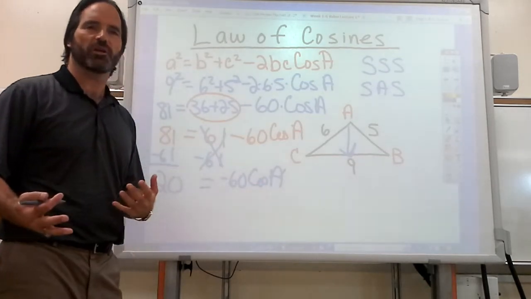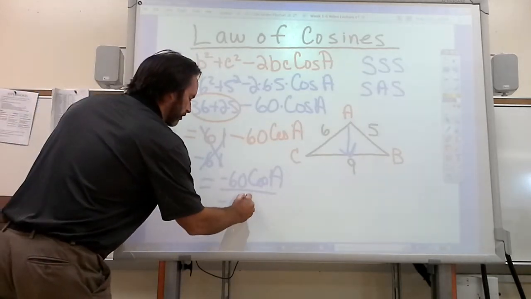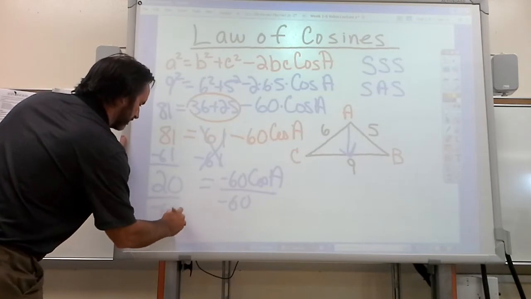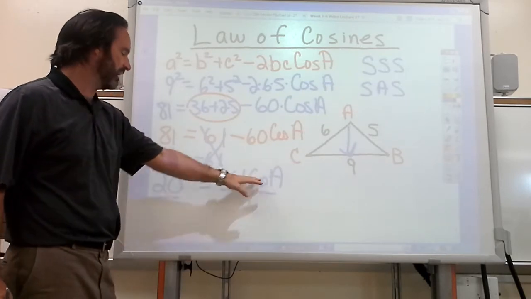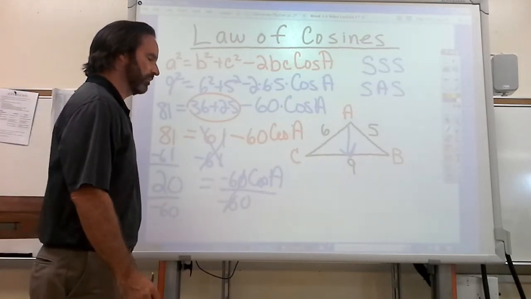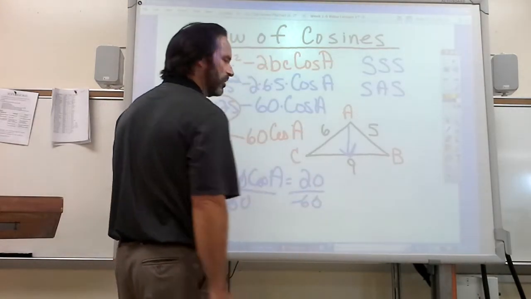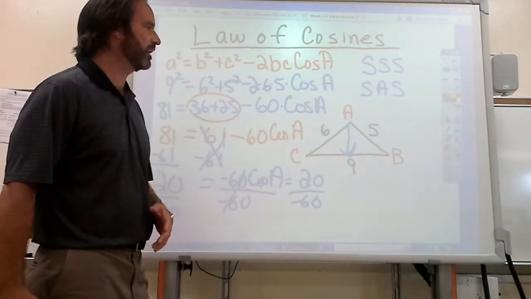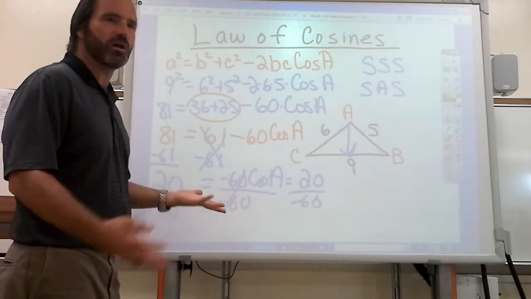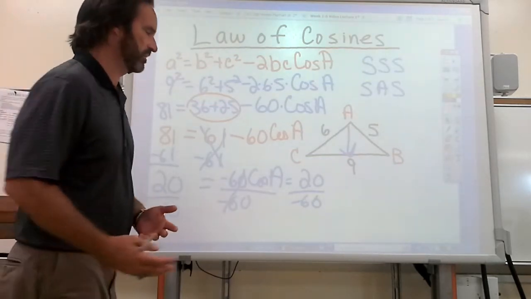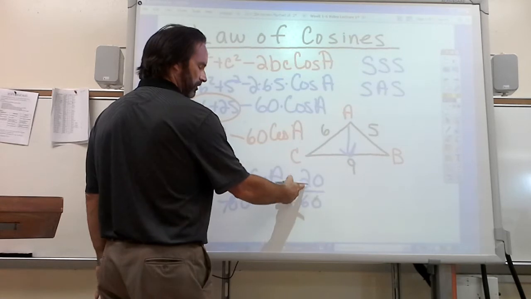This is multiplication. Negative 60 times cosine of A. We undo multiplication with division, so this is the second step. Divide by negative 60. Negative 60 over negative 60 is 1. It cancels out. So cosine A equals 20 over negative 60. Okay? And it's okay to have a negative number because you can have a negative cosine. Where's cosine negative? In the left half of the circle, quadrant 2 and 3. All right? But we didn't solve for A yet, right? We have to do inverse cosine now. So finally, cosine A equals 20 over negative 60.